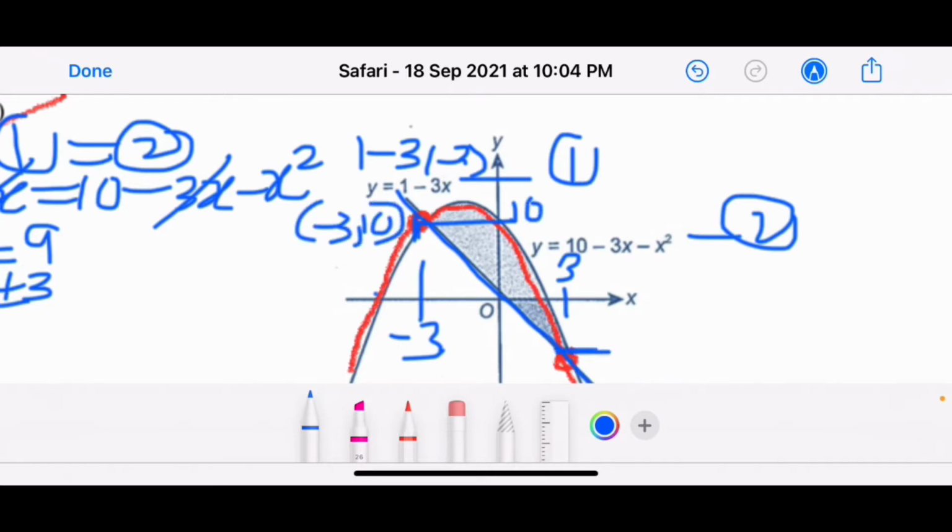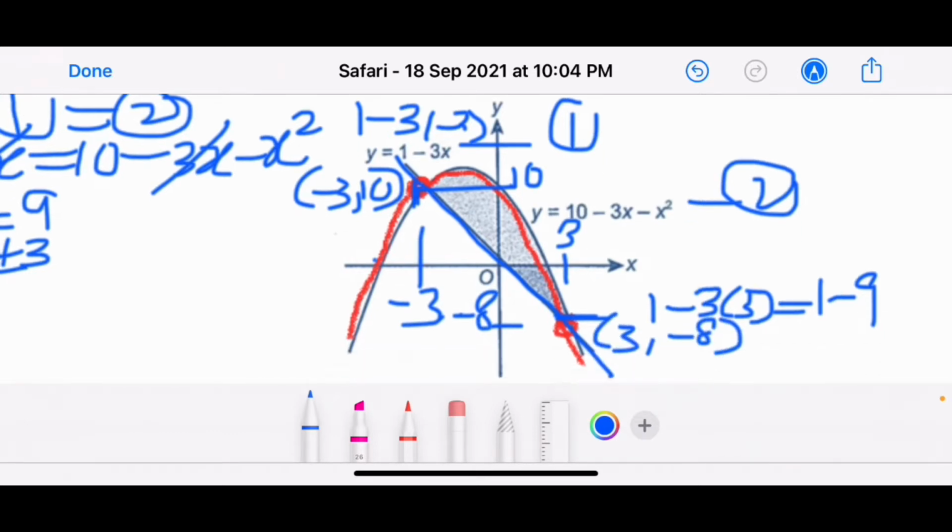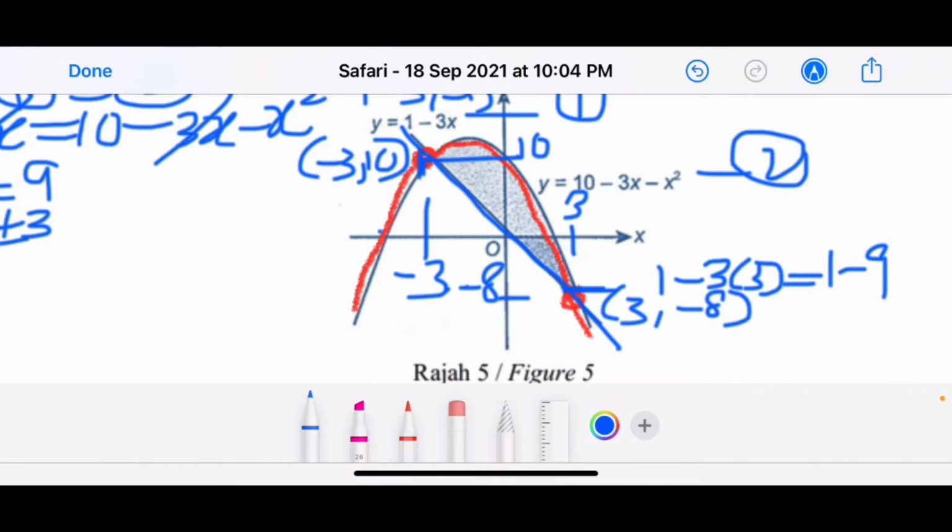For this one, we will substitute into 1 minus 3 times 3. So this is negative 9. Okay, negative 8, right? 1 minus 9. Alright, so this point is 3, negative 8. Okay, first of all, we found the intersection points.